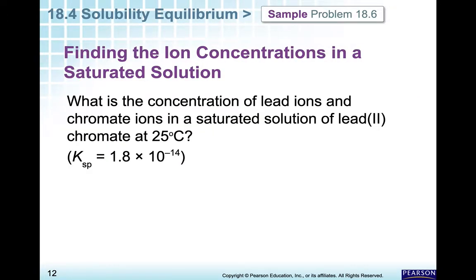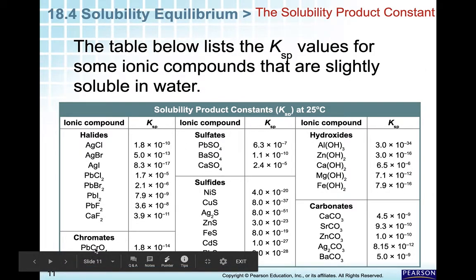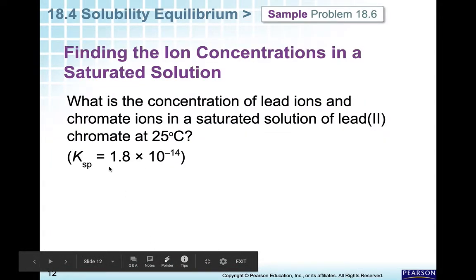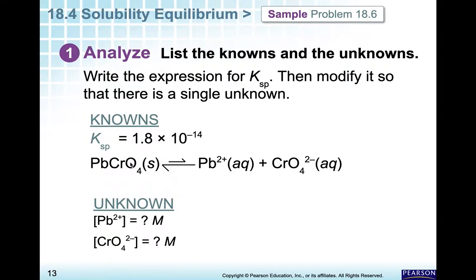Let's try an example. We would like to calculate the concentration of lead ions and chromate ions in a saturated solution of lead chromate at a constant temperature. And we're given the solubility product constant value. Let's see if we can find lead chromate on this table, if it was in here. Lead chromate, yep. Here's lead chromate. Here's its solubility product constant value. It's given here. So let's write a balanced equation for this reaction.